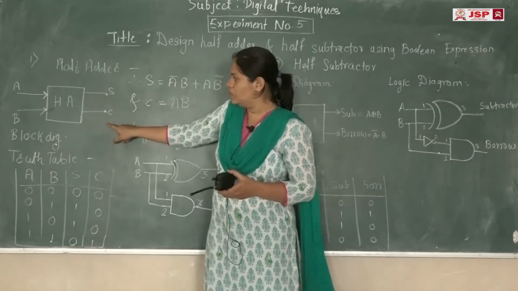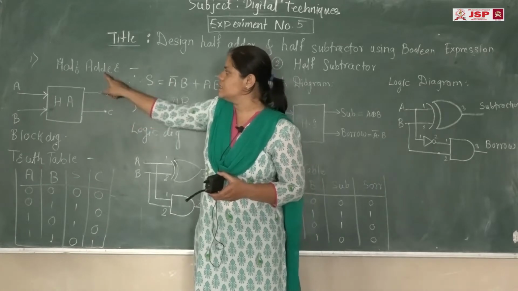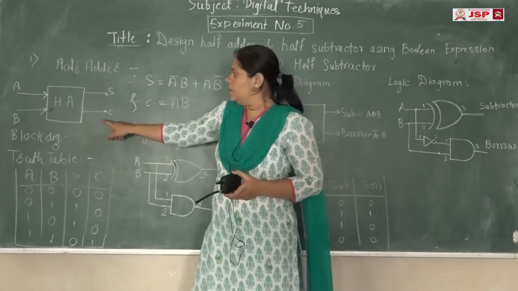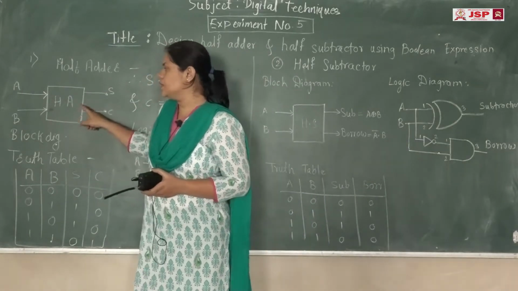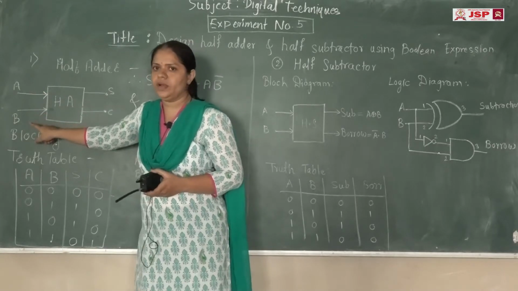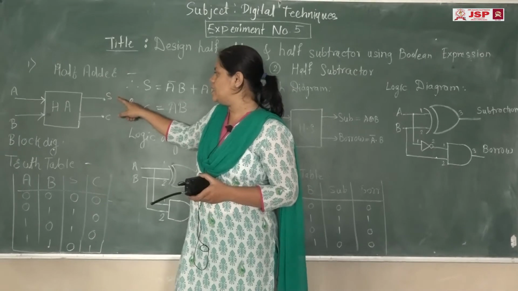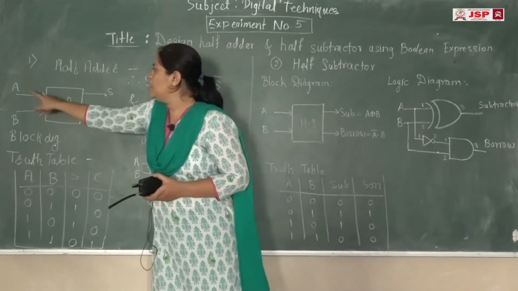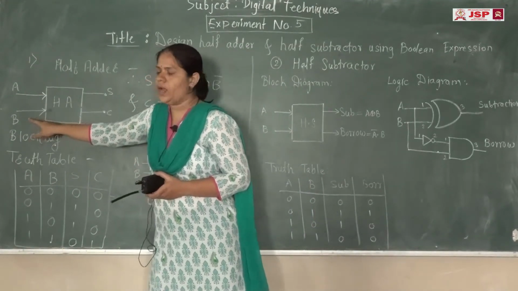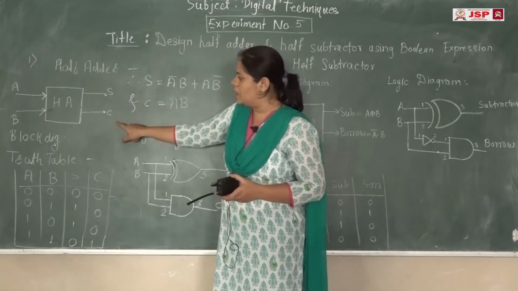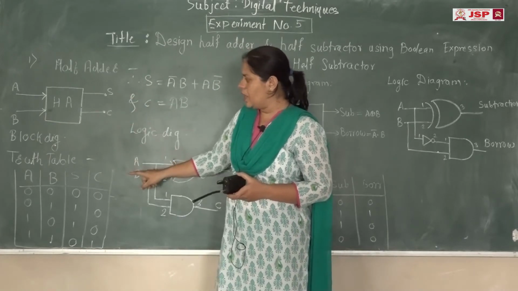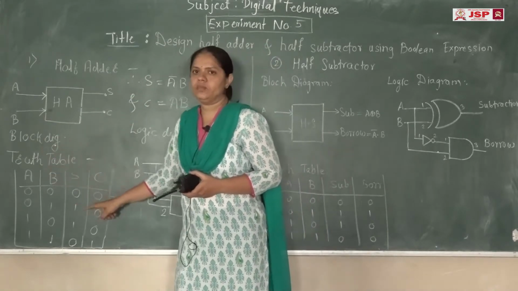Here I have drawn the block diagram of the half adder. In this half adder circuit, two inputs are given and we are doing the half addition, so we will get the output as sum and carry. Here A and B are the inputs, and sum and carry are the outputs. So we can draw the truth table from these inputs.